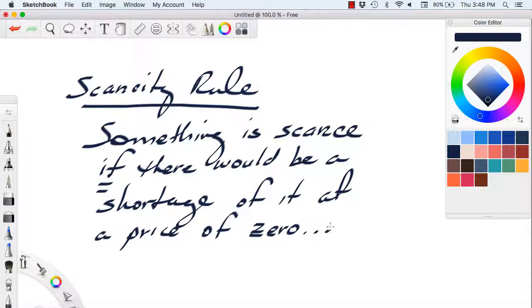Now, if something is scarce, the price will not be 0. But the question is not, would markets actually operate at a price of 0? That's not the question. The question is, if the price were 0, would there be a shortage of it? And if that is true, then that product, good or service, or resource is scarce. So let's go ahead and illustrate this.